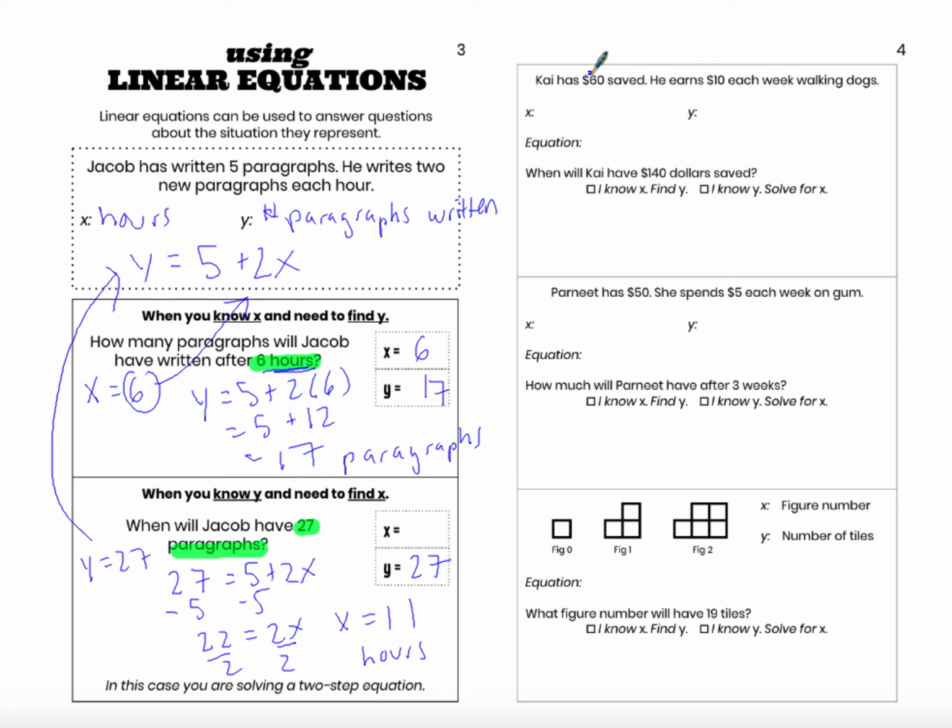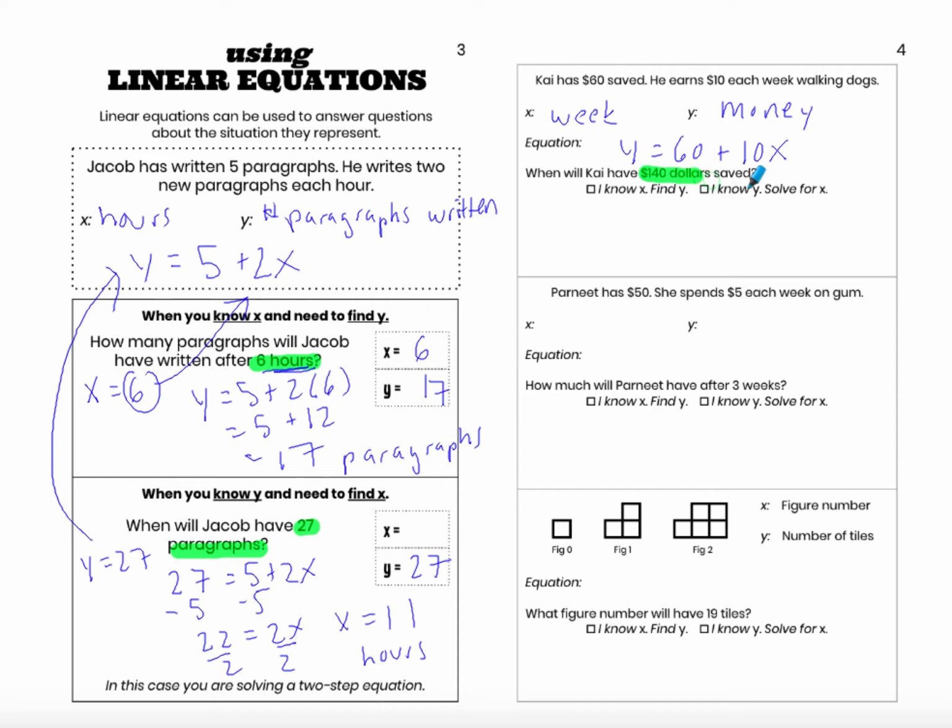So Kai has $80 saved. He earns $10 a week. X is going to be weeks. Y is going to be money earned. So my equation is start value of 80 plus $10 each week. Now the question is, when will he have $140?